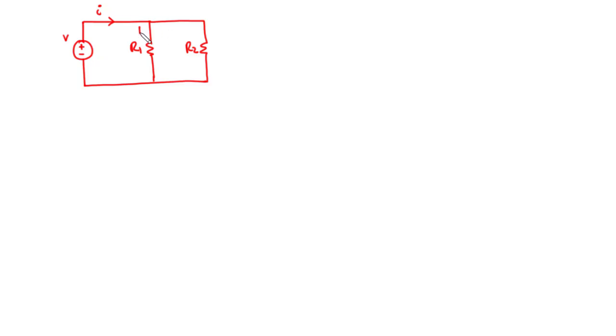In order to consider those two extreme cases, let's redraw the circuit from the first section. We have voltage V across two parallel resistors, R1 and R2. This is the total current I approaching the node, and these are I1 and I2. So we are going to consider two extreme cases: A, when R2 is equal to 0, and B, when R2 is equal to infinity.